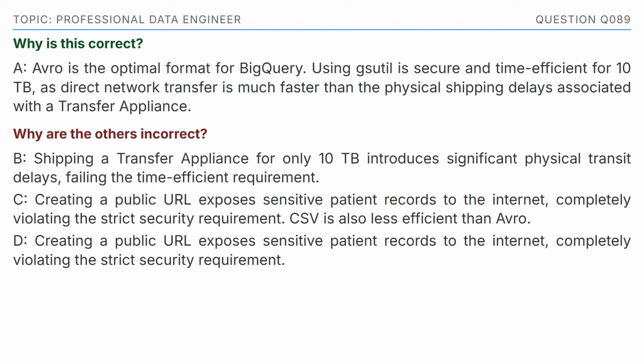Why are the others incorrect? B. Shipping a transfer appliance for only 10 terabytes introduces significant physical transit delays, failing the time-efficient requirement. C. Creating a public URL exposes sensitive patient records to the internet, completely violating the strict security requirement. CSV is also less efficient than Avro. D. Creating a public URL exposes sensitive patient records to the internet, completely violating the strict security requirement.